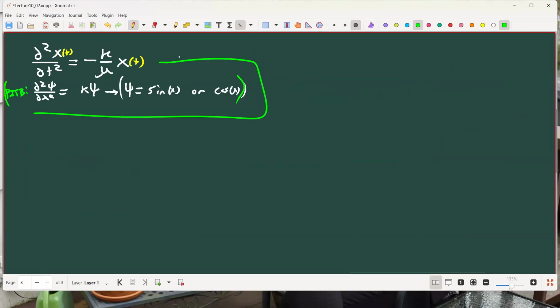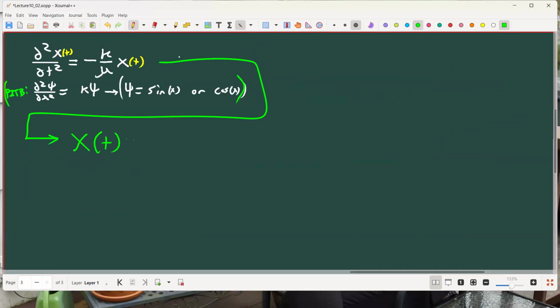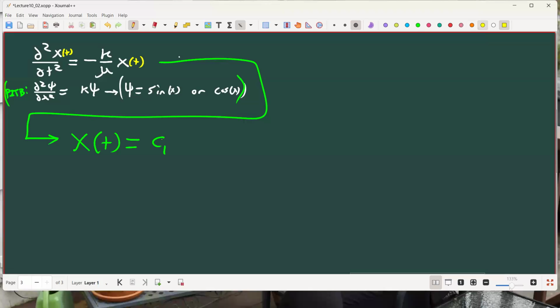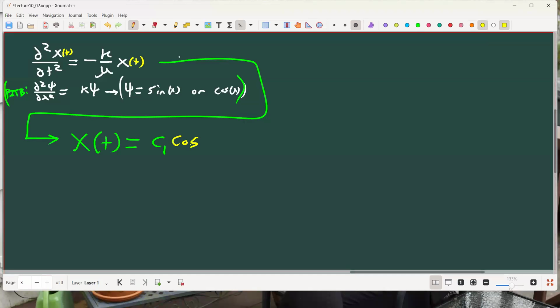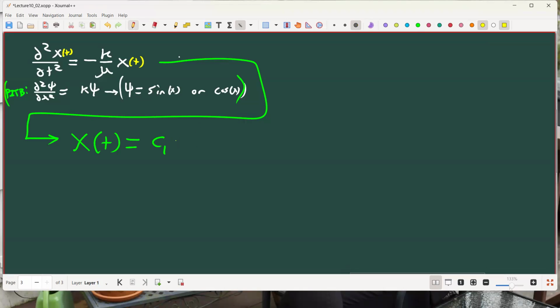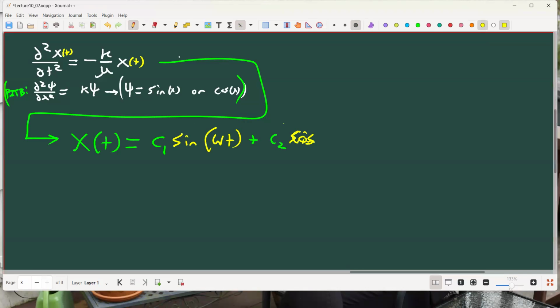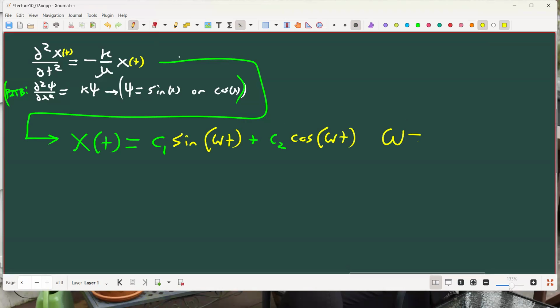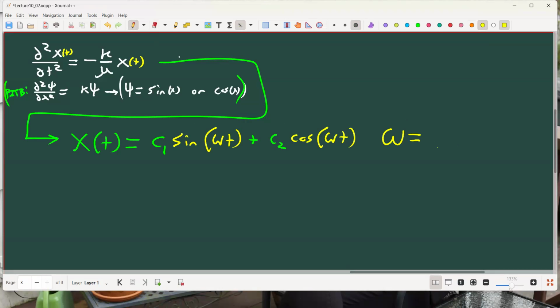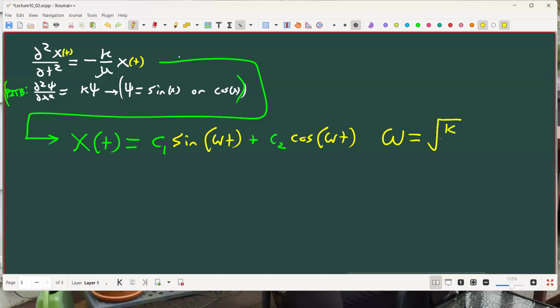Let's just go ahead and bring this over here. The general solutions for this are some number C1 times sine of omega t plus C2 times cosine of omega t, where omega is equal to the square root of k over mu. Sine or cosine, it doesn't really matter which one we use.